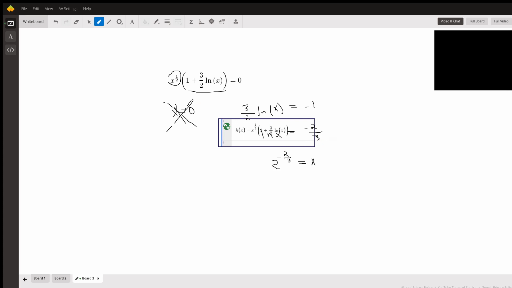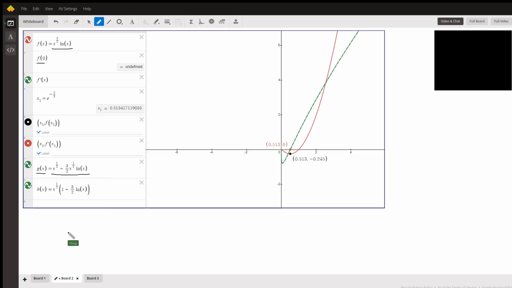Now, some teachers or textbooks will say exponentiate each side to isolate x. I just like to say I'm going to convert to exponential form by the definition of logarithm. If I raise this base to this exponent, I get this anti-logarithm. So e to the -2/3 is equal to x. And that's what I have back here on board 2. X of 1 equals e to the -2/3.